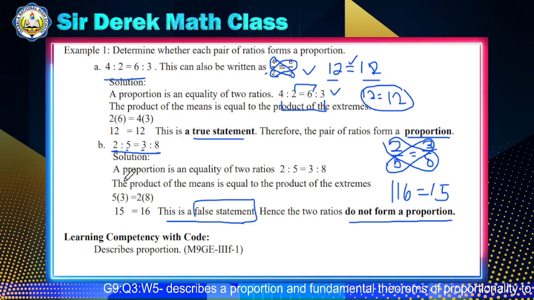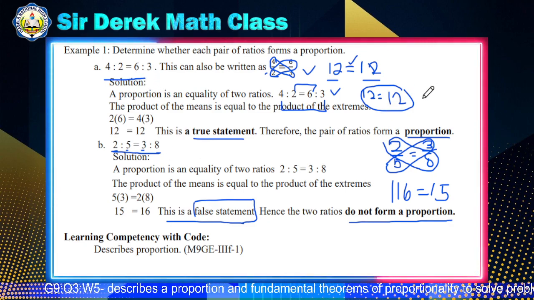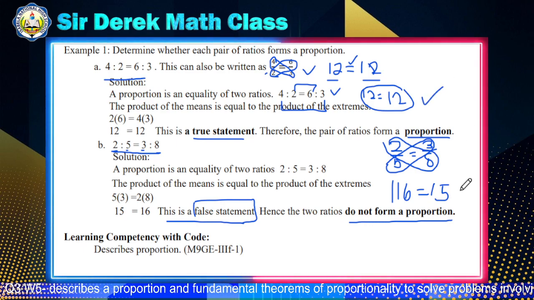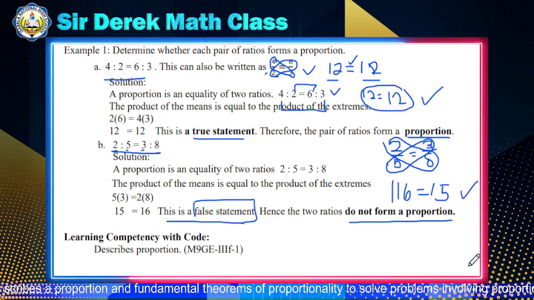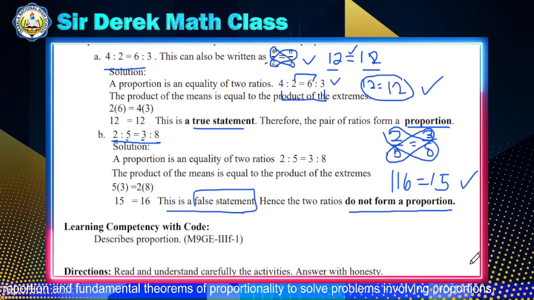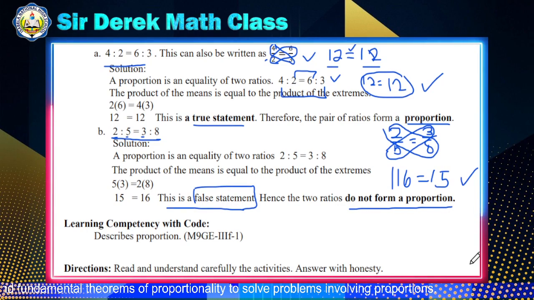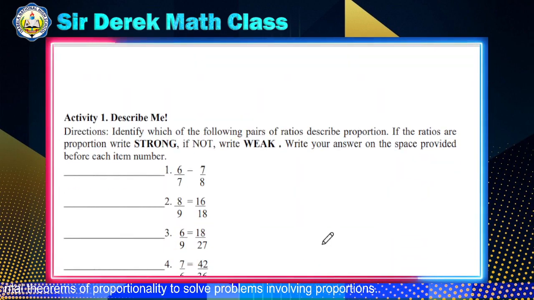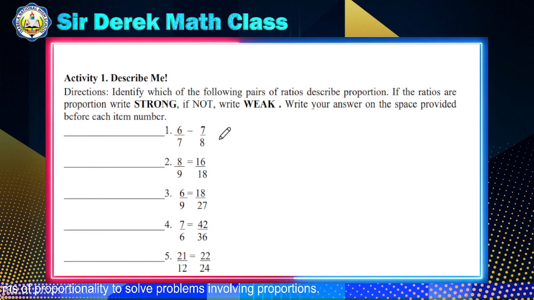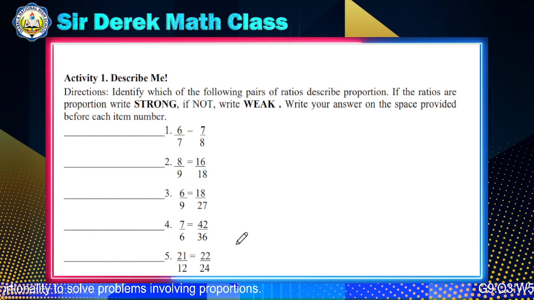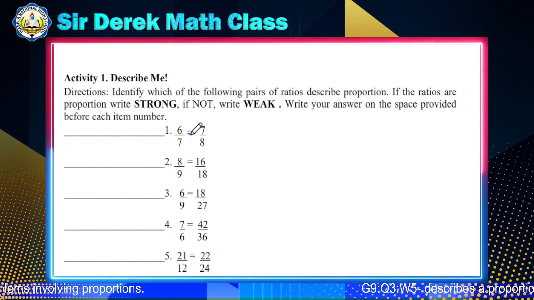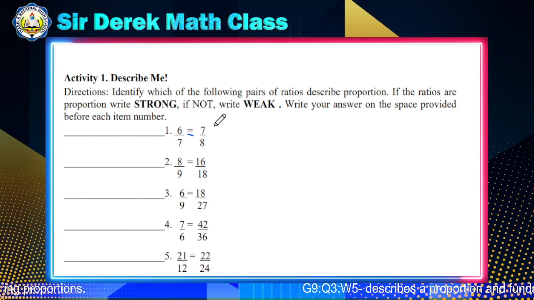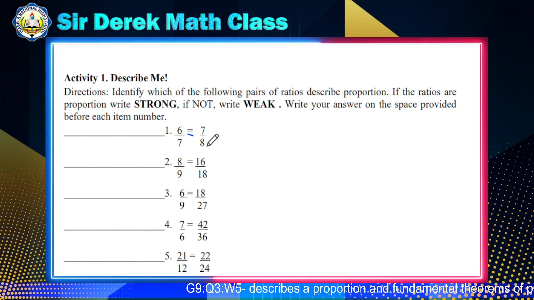So by these two examples, I know you can determine whether the given examples are proportions or not. In activity 1, you will do the same process. The given is already in fractional form, so all you need to do here is cross multiply. Just cross multiply, and then check whether the two quantities have equal value.